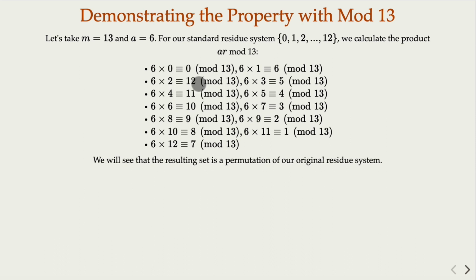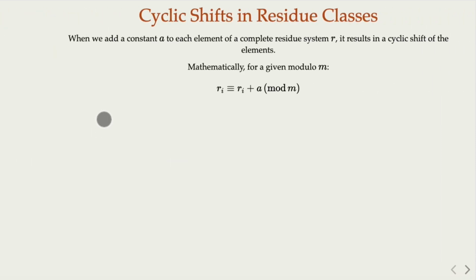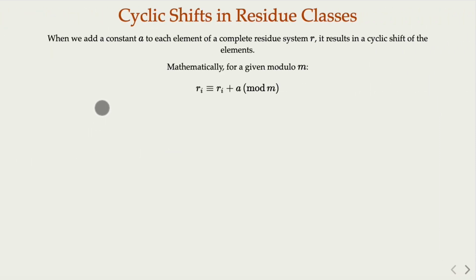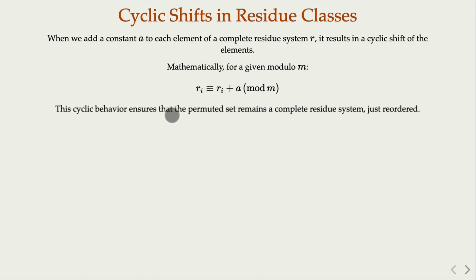So that's an important property. Another important property is that if we add a constant a to the set, then it becomes what's called a cyclic shift of the residue class. The cyclic behavior ensures that the permuted set remains a complete residue class because it's reordered, right? So if you add a constant to a complete residue class, the result is still a complete residue class.